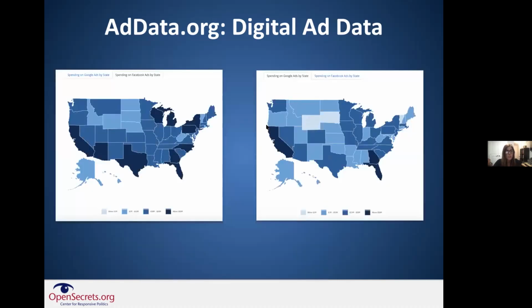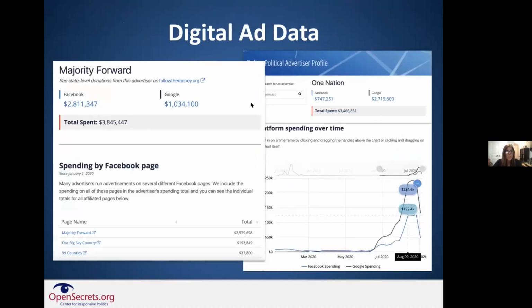You can also see geographical data on here. In this case, where you can see spending on Google by state, spending on Facebook by state, and see which states have the most concentrated spending during those periods.